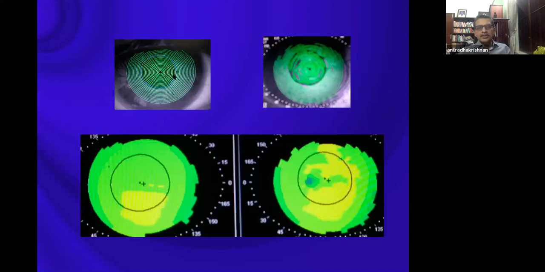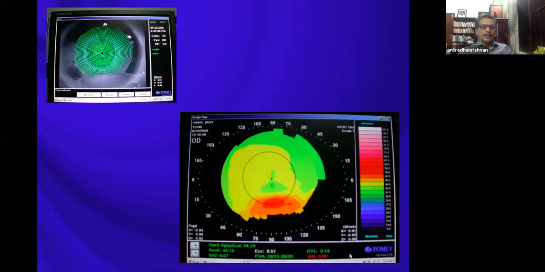So this is the same patient. If it's a perfect keratograph, you get an image like this. But if there is a dry eye, if the patient is keeping his eye open for a long period of time, you can see multiple irregular patterns on the topography. Same thing here. I deliberately asked the patient to keep the eye open for some time, so that there is some pooling of tears. If there is pooling of tears, you can see that there will be steep areas.